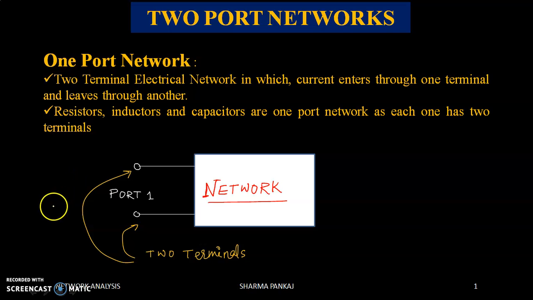The one-port network is shown by this diagram. You can see this, and the definition being, and the example being, a one-port network is a two-terminal electrical network which has the facility of entering of current through one terminal that leaves through the other one. That is so simple.